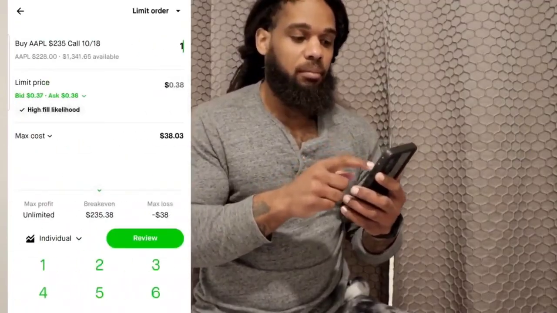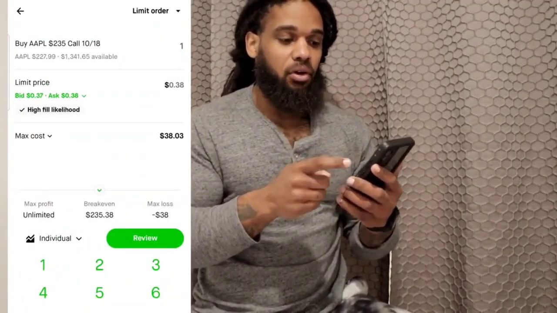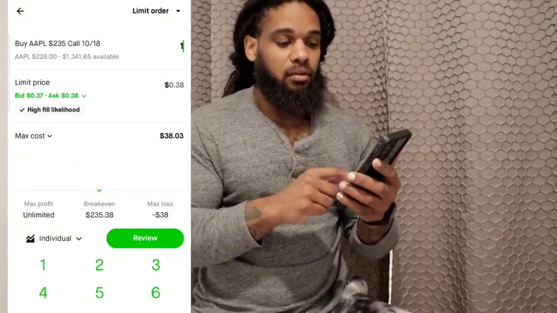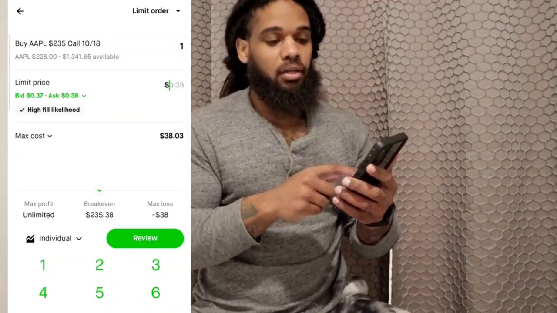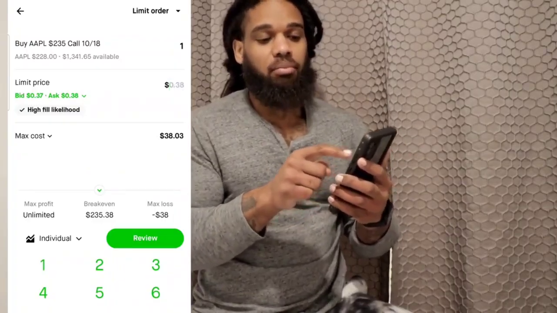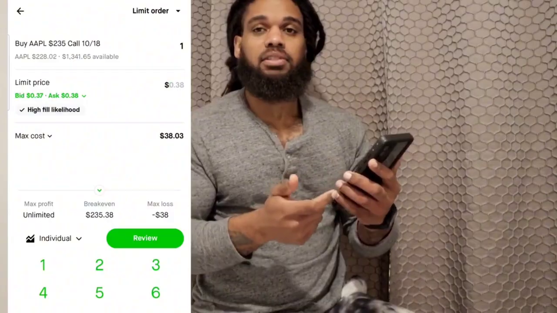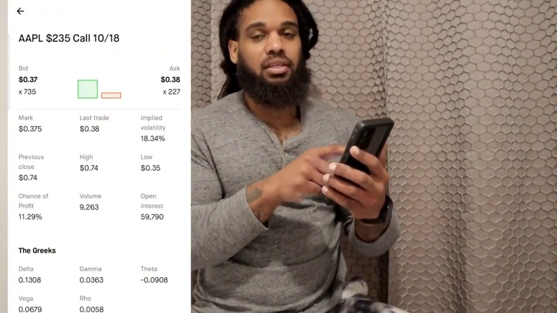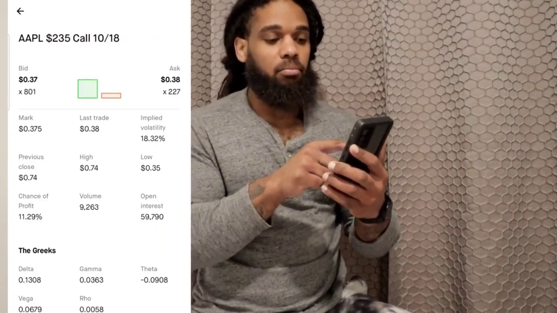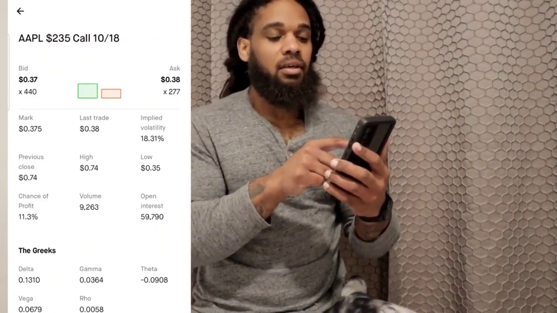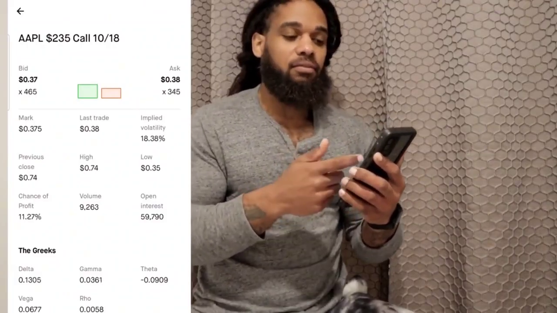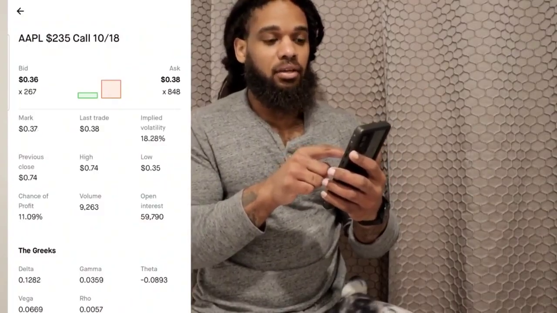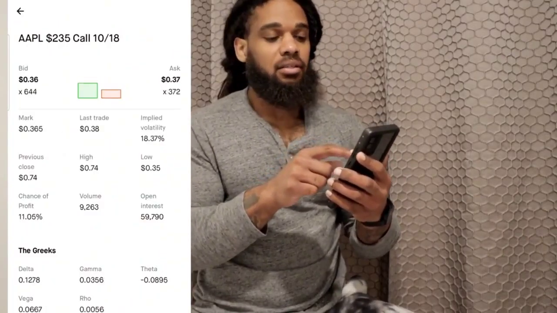And if you want to do a limit order, you press the limit order button, you press the amount of contracts you want to get in, 1, 2, 3, 4, 5, or so on, and then you can also change the price that you want to get in for the specific option. So if you press this arrow down here, you're going to see a mark price, 0.375, which would be about $37.50. And the last trade was about $38. And you can also see bid and ask up there.